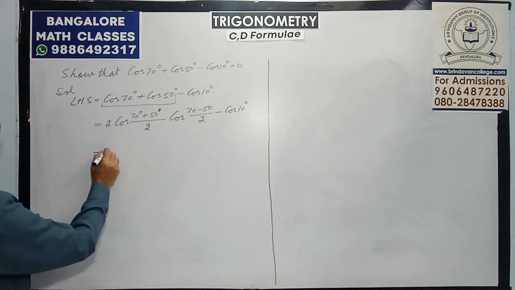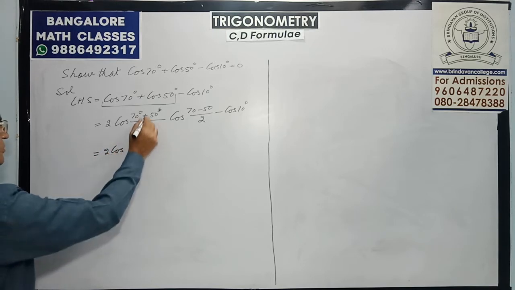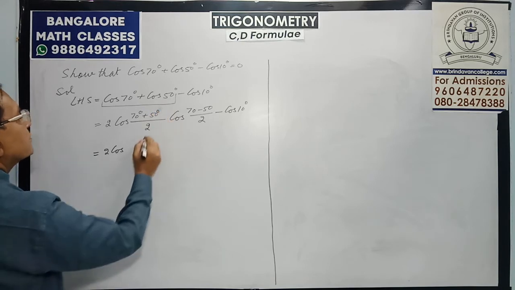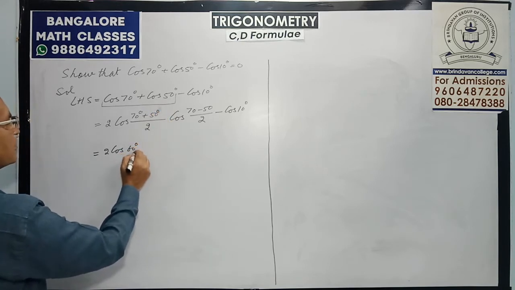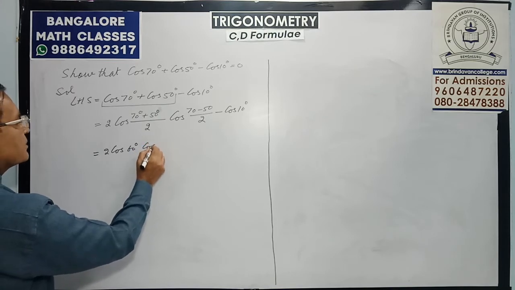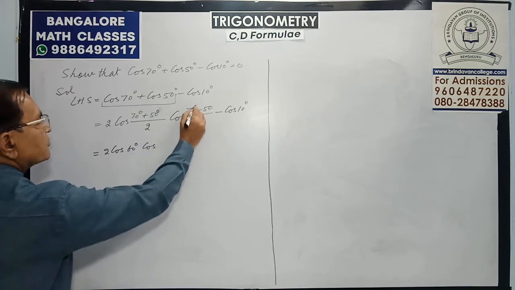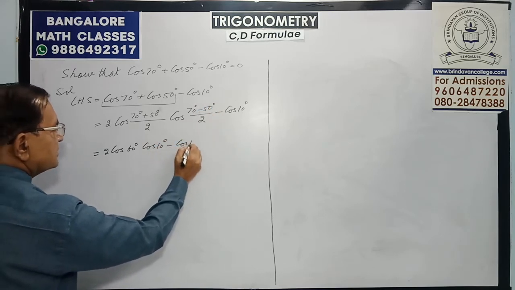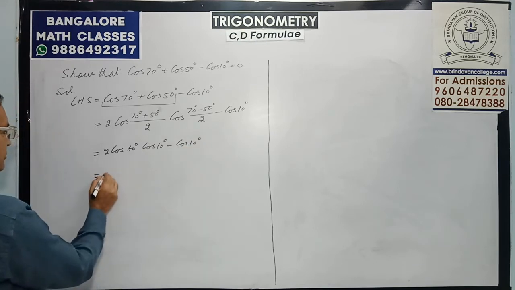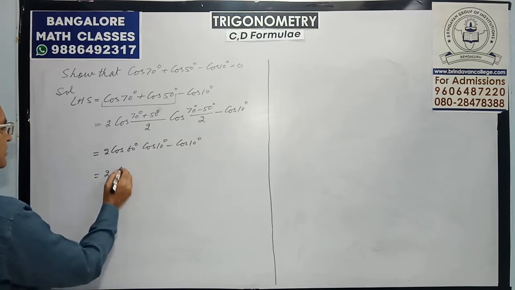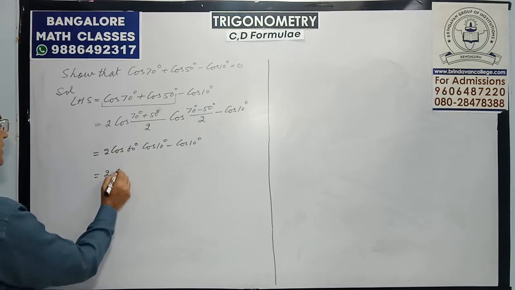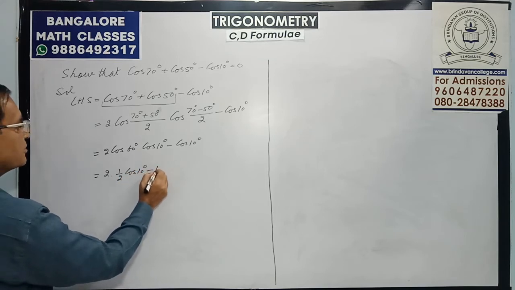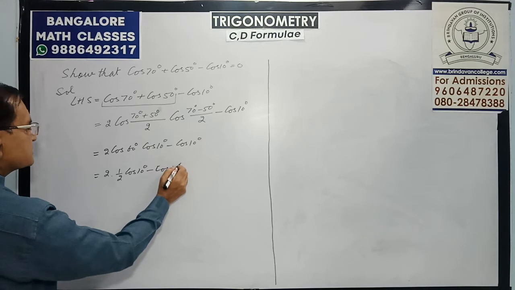Equals 2 cos 120 by 2, 60 degree, cos 20 by 2, 10 degree, minus cos 10 degree. 2 cos 60 degree. The value of cos 60 degree from the standard angles is 1 by 2. So cos 10 degree minus cos 10 degree.